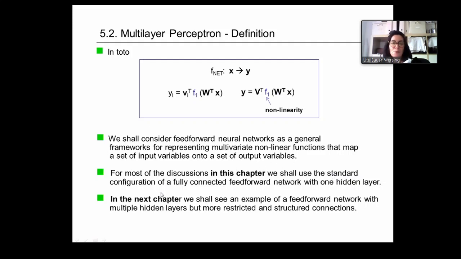In the next chapter, which is called convolutional neural networks, you will see an example of a feed-forward network that has multiple hidden layers. But in this case, we have a more restricted and more structured connectivity. You will learn about it. So it's not fully connected. The CNNs are not fully connected. But in this chapter, we stay with this very general model of a multi-layer feed-forward network.